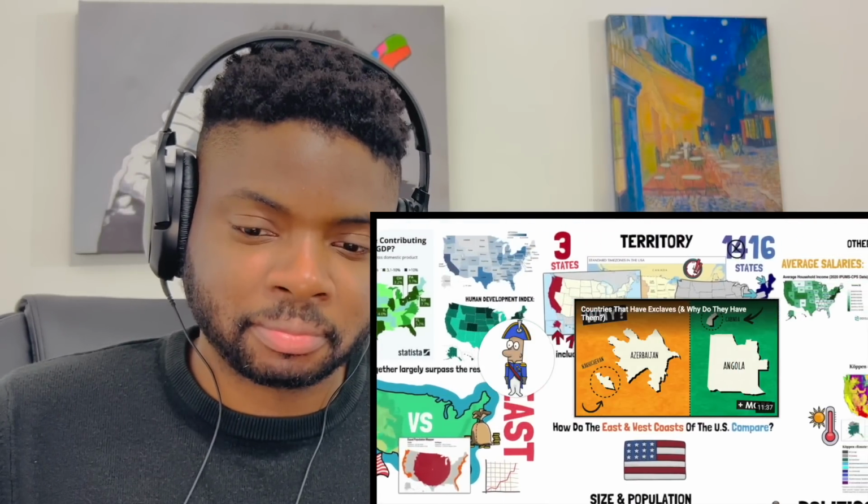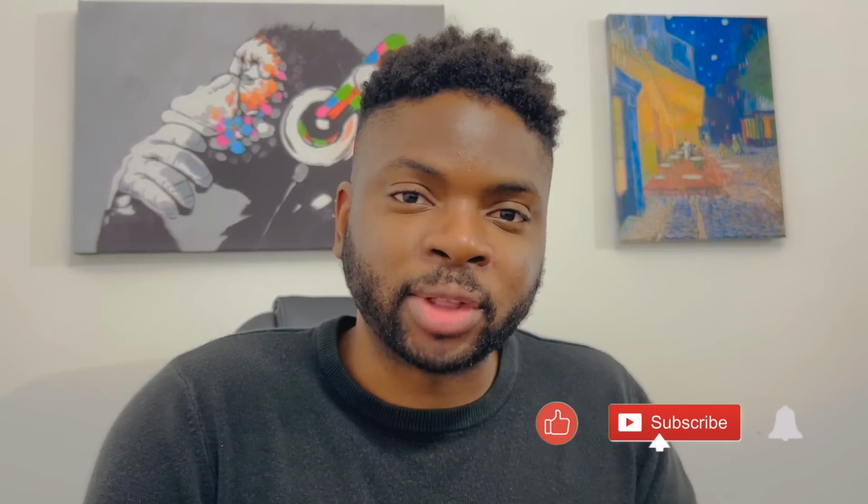Are there any other comparisons? Really interesting comparison. I would never have categorized South Carolina, Georgia, states like that as East Coast. And another thing, it's really interesting that California has just exploded and become this behemoth of a state in terms of its GDP.